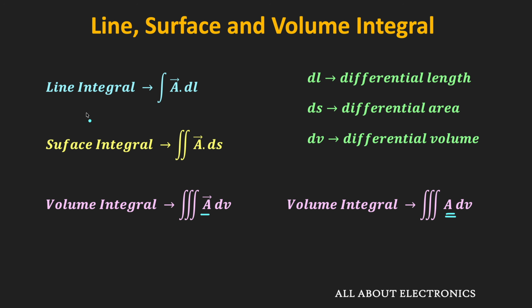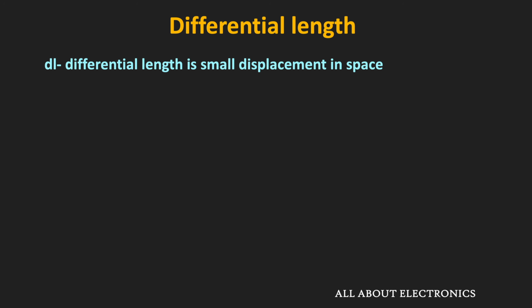So to find the line, surface and volume integral, first of all we should know how to represent dl, ds and dV and how to find their direction. As its name suggests, the differential length dl represents a small displacement in space. And its expression depends on which coordinate system it is represented in. So first of all, let us see its representation in the Cartesian coordinate system.